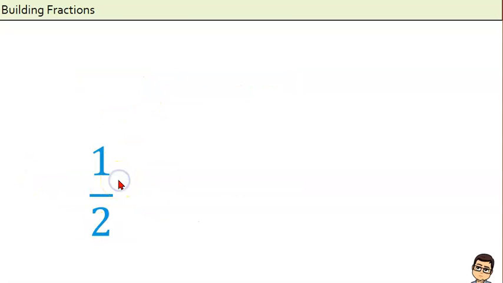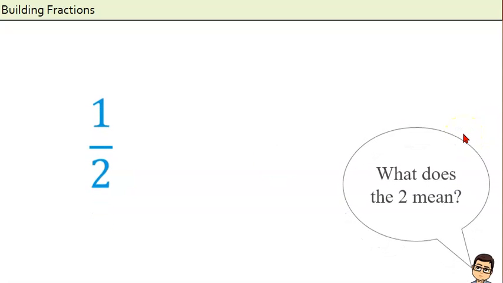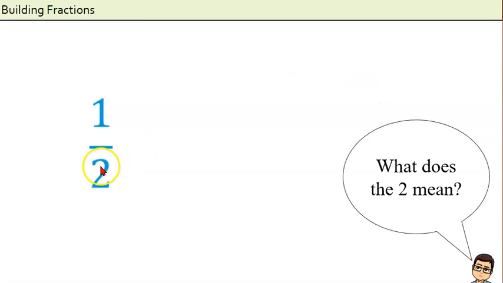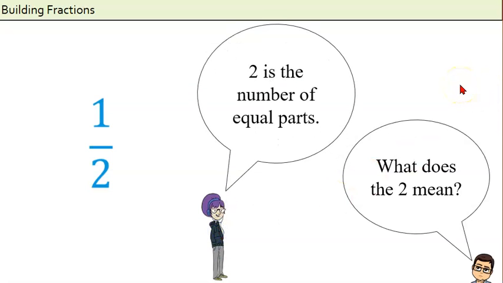Now, I want to pay attention to my fraction form real fast, so I'm going to bring that up. And I want to ask you, what does this number 2 mean? Go ahead and answer that now. And we're back. What does that number 2 mean? I have a student who says 2 is the number of equal parts. That's right. I have 2 equal parts, so my 2 on the bottom is my total number of equal parts.